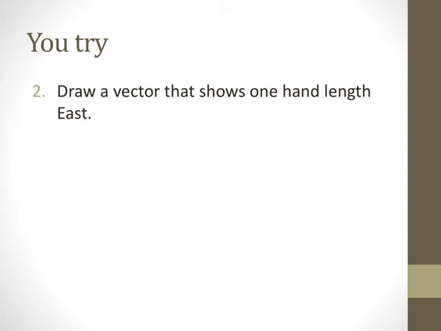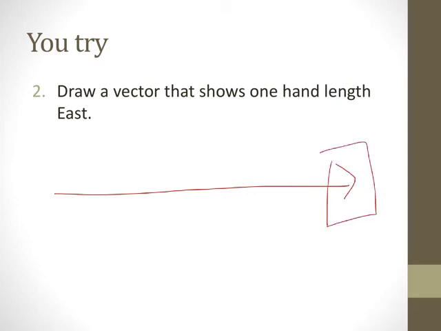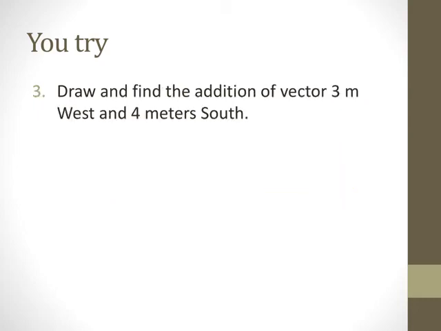So draw a vector that shows one hand length to the east. Say it's that, and east is to the right. The big thing for knowing whether or not you did this right is if you pointed to the right. And then the last thing is draw and find the addition of a vector 3 meters west and 4 meters south. I highly, highly, highly suggest drawing out any of these problems. It'll help you with the directions.